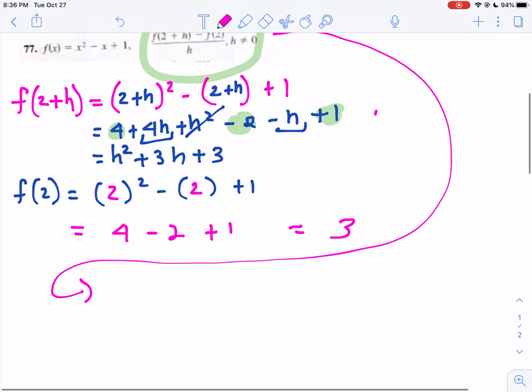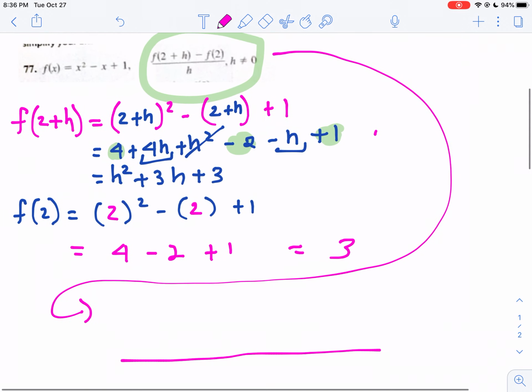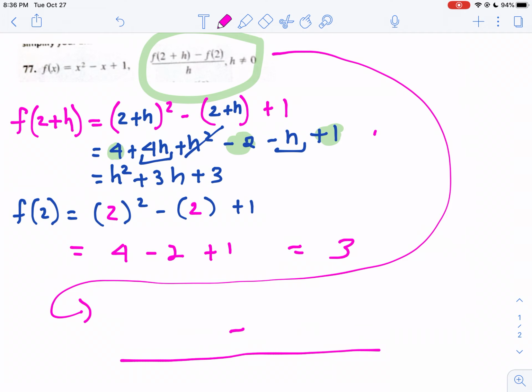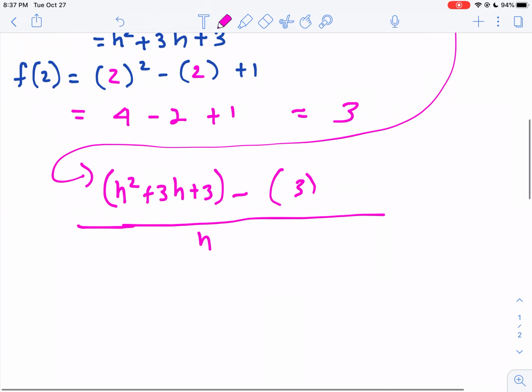You have a quotient, so you're dividing. Difference means that you are subtracting. So your f of 2 plus h is h squared, and I'm going to put this in parentheses, plus 3h plus 3, and then my f of 2 is a 3. That's all over h. Next, I'm going to remove the parentheses and just simplify the top. The reason I put them in parentheses is that sometimes you have to distribute, so you want to make sure that we don't make that mistake.